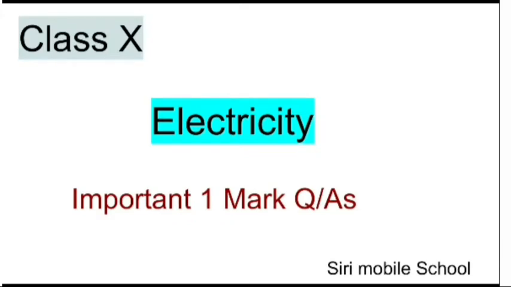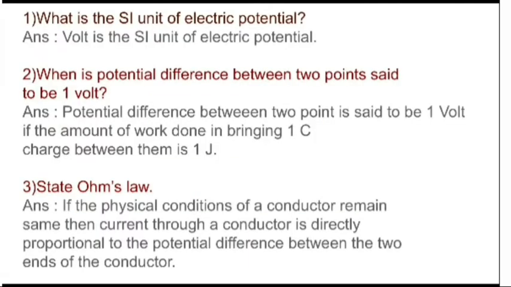In this video, we will see some important 1 mark questions of the chapter Electricity. What is the SI unit of electric potential? Volt is the SI unit of electric potential. When is potential difference between 2 points said to be 1 volt? The potential difference between 2 points is said to be 1 volt if the amount of work done in bringing 1 coulomb charge between them is 1 joule.